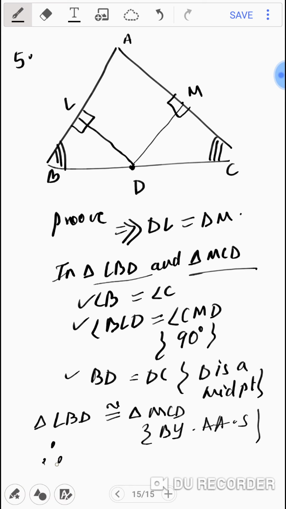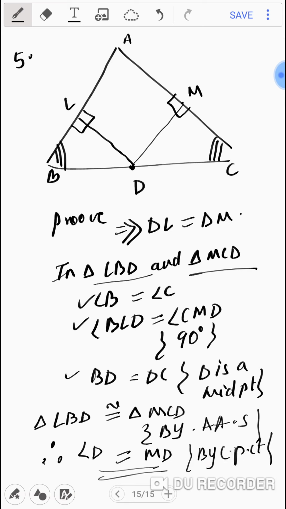Therefore, once you get two triangles congruent, you can take any part. Can I take LD, as a part of triangle LBD, to be equal to MD, which is a part of triangle MDC, by CPCT? Hence proved. Okay. Further it is said the perpendiculars from B and C to the opposite sides are equal. Perpendiculars from B and C.